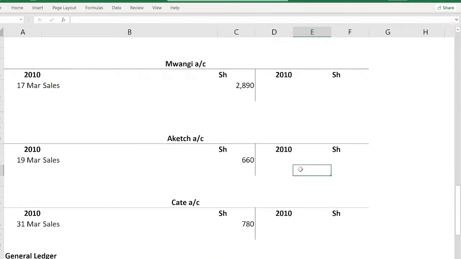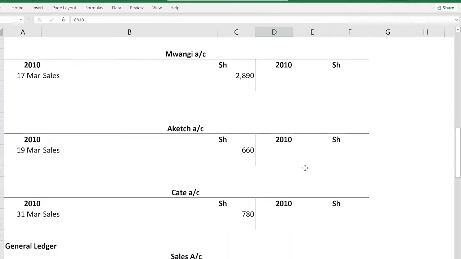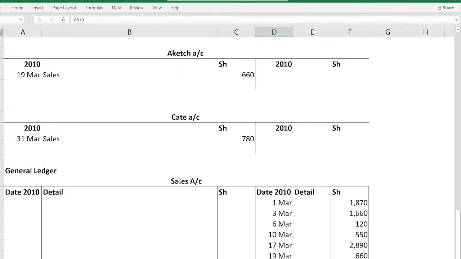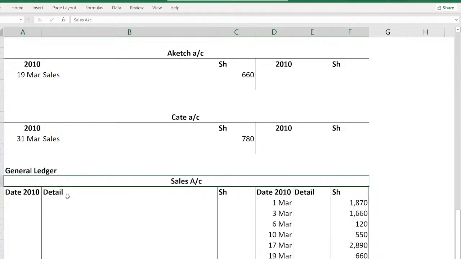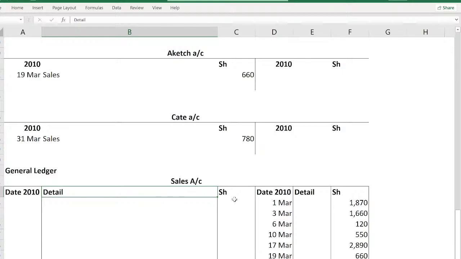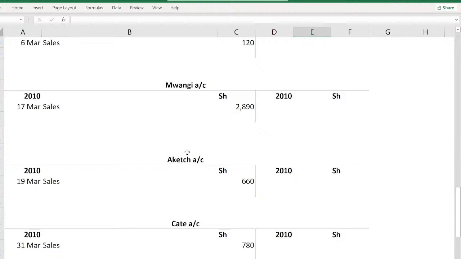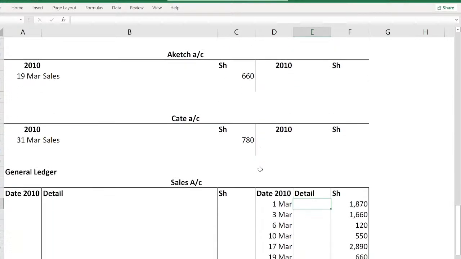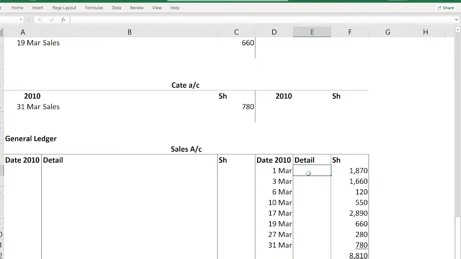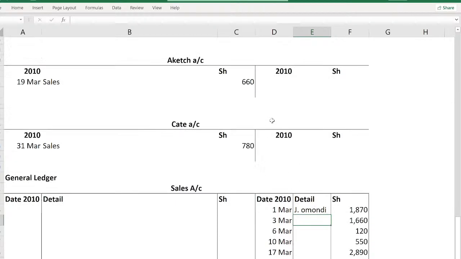So now we transfer the total to the general ledger account. So the sale account, for the general ledger in a sale account, we also have to have these headings, the date, the details, that is on the left. On the right we have the dates, the details, and the shillings or the amount. So we always credit on the sale accounts. So on March 1, we had Omondi. So here you have J. Omondi for 1870.